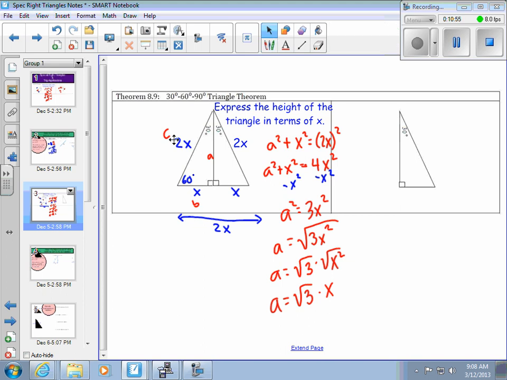So just kind of summarizing this then, if you have a 30, 60, 90-degree triangle, if we call the short leg x, that means the hypotenuse is twice as long. And the longer leg is, as we can see down here, whatever the short leg is times square root of 3. This pattern will always work for any 30, 60, 90 triangle.